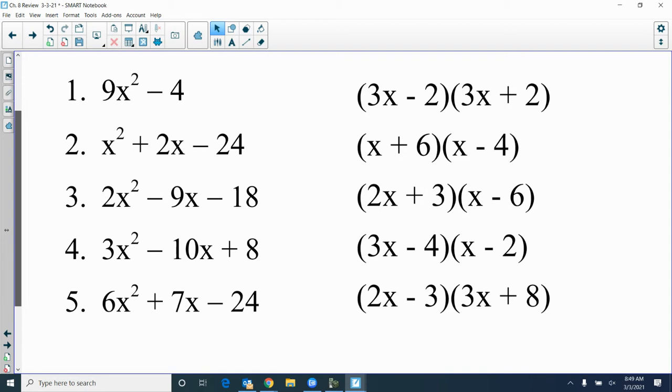Number 5 on here is the only one that you have to do kind of differently: you split that middle term and then group them. You can do the guess and check, but here you could start with 6x and x or 2x and 3x. There's a lot of combinations that you could have done there. So this one would have been easier. Make that chart, do 6 times 24, which is what, 144? So two numbers for negative 144, add for positive 7.